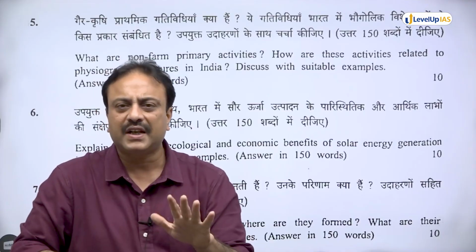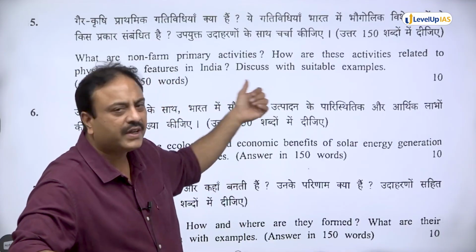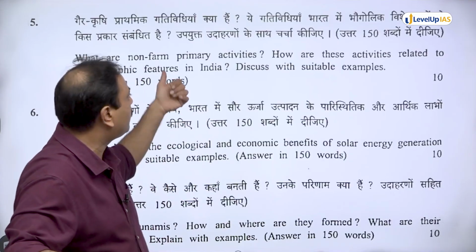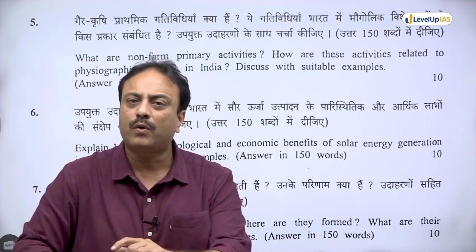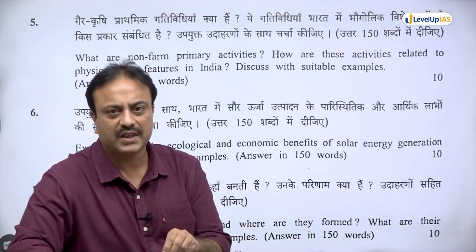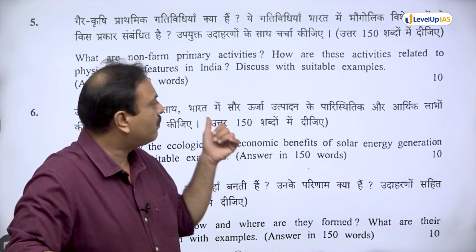So as per NCERT, there are 6 physiographic divisions of India, and you need to relate these activities to those 6 physiographic divisions. So what can be the primary activity that is non-farm on mountains? On mountains you can go for forestry. So forestry becomes one of the activities present on the Great Mountain Wall of the North, that is, on the Himalayas.